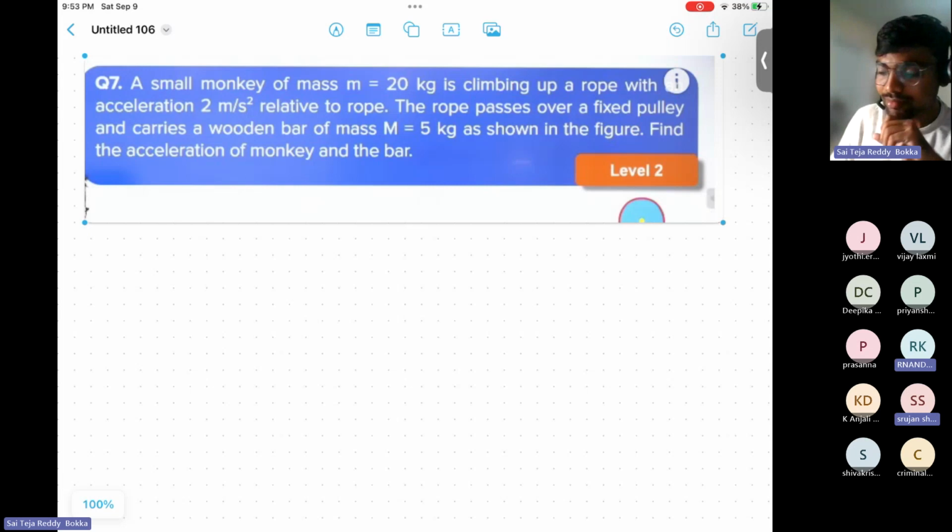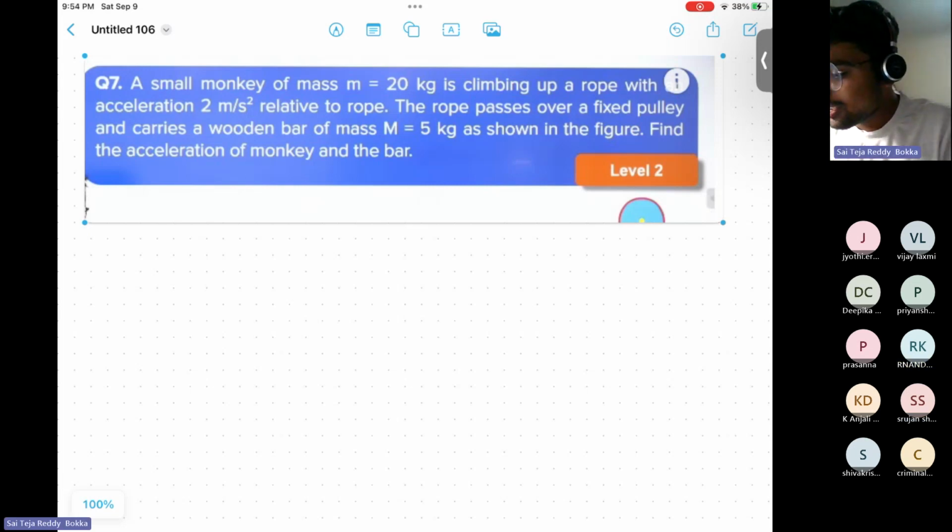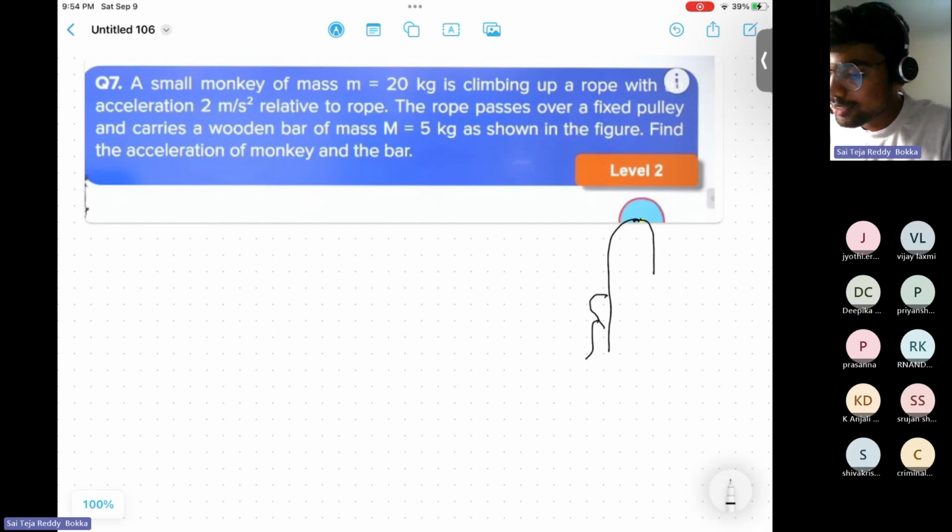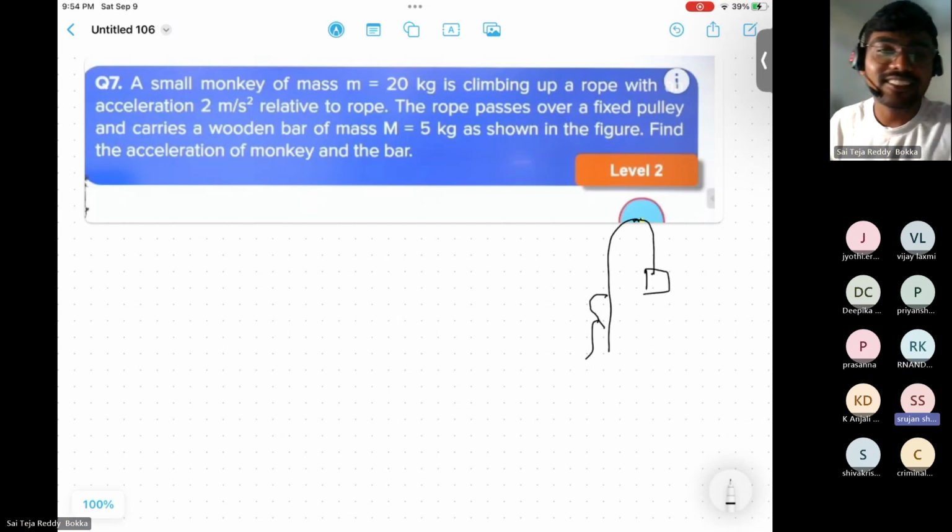Just do it. So I can't draw the diagram, but it might be like this. Like one small monkey is climbing this. Student chairman. Okay. Yeah, just stop it. Apart from jokes, just do it now.